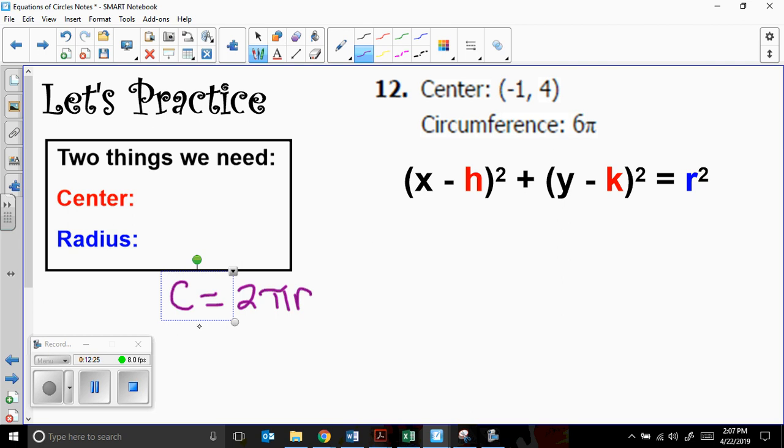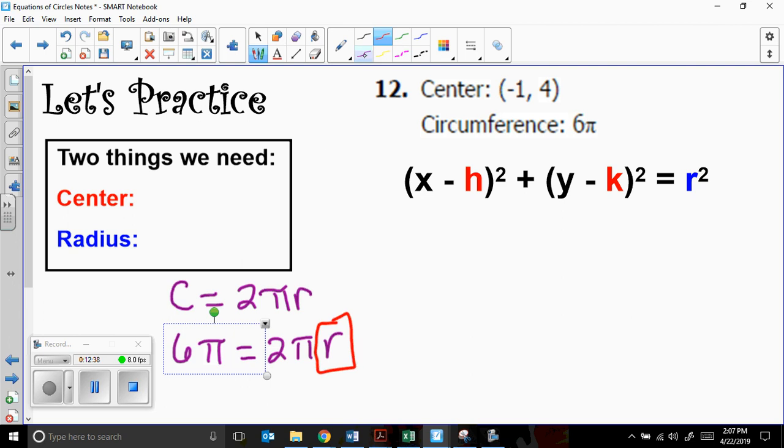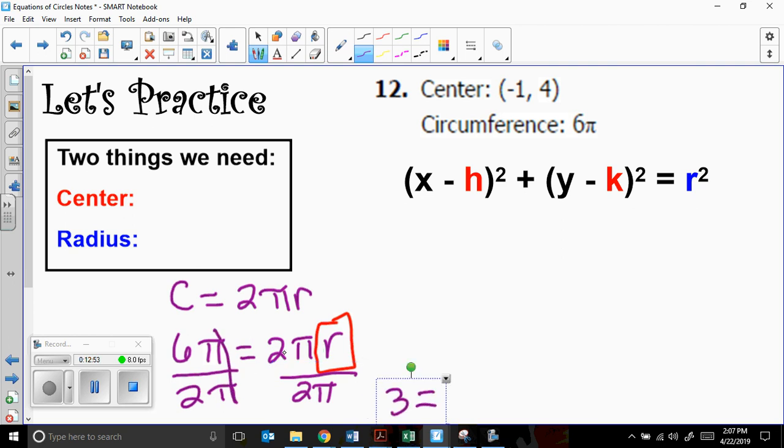So now if we know the circumference, we just got to work backwards. So we have 6 pi is equal to 2 pi r. And now we're trying to get r by itself when we solve this. So we're going to divide both sides by 2 pi. So here the pi's cancel, so we're left with 3 is equal to, and then here the 2s cancel, is equal to r. So now we know the radius is 3.